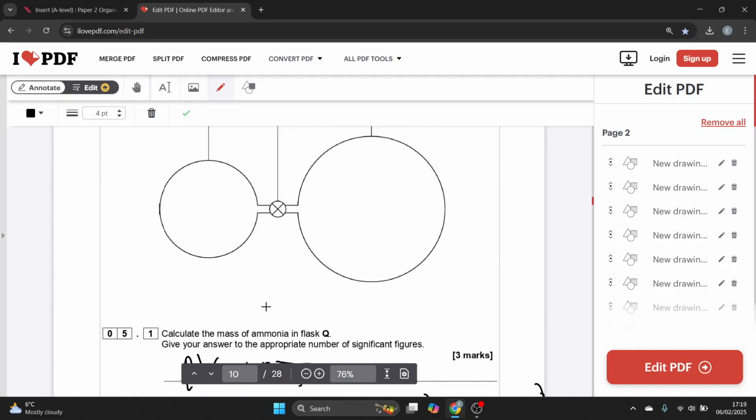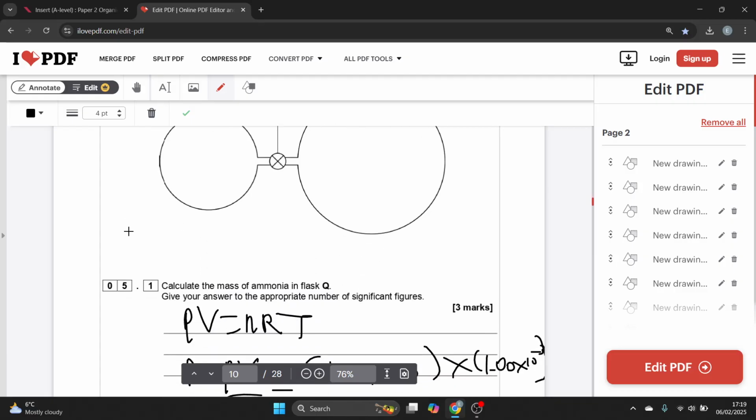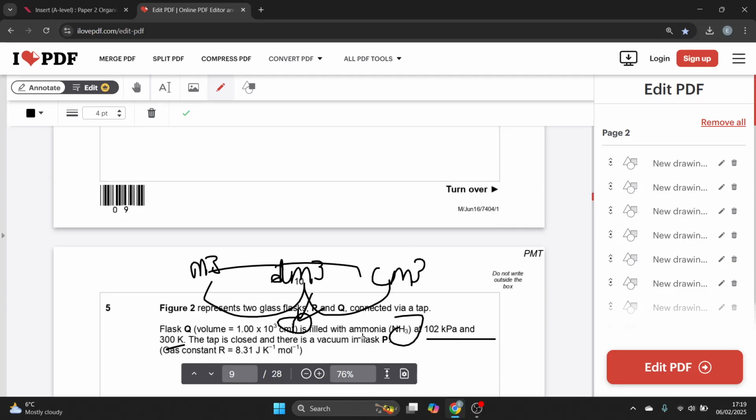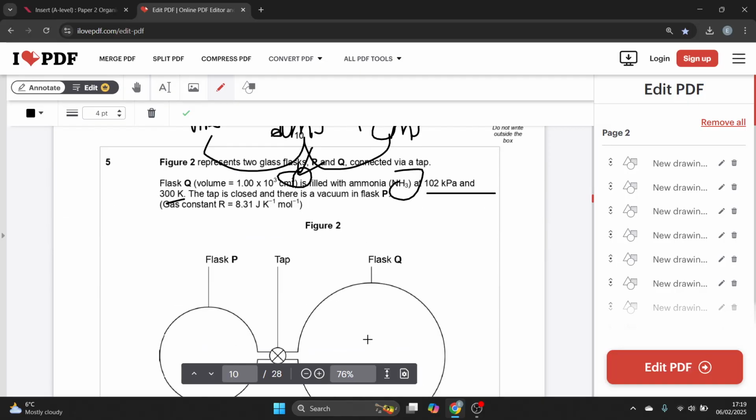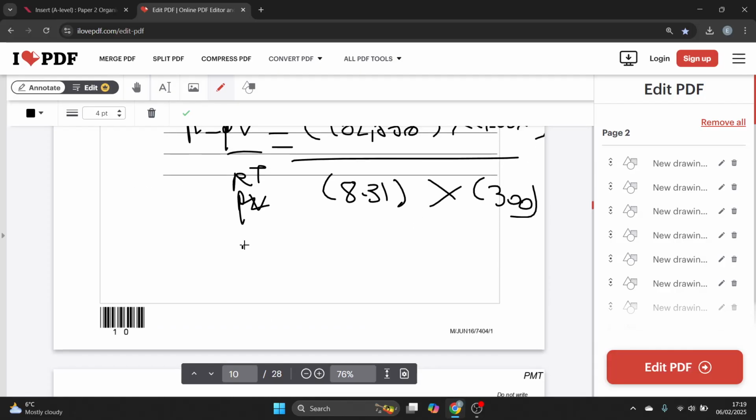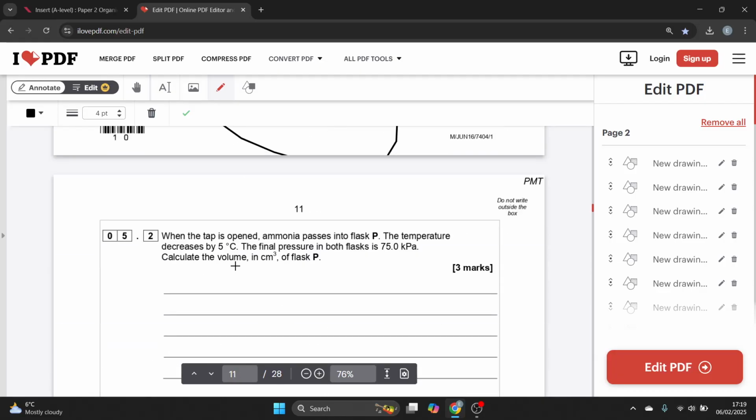That will give me the moles, but I want the mass. Well, moles is mass over Mr, therefore mass is just the moles, which I get from here, times the Mr of ammonia, which is NH3, 14 plus 3, which is 17. And that's it. I'm saying it like that, but that's still a lot of steps. Do that and you should get 0.696 grams.